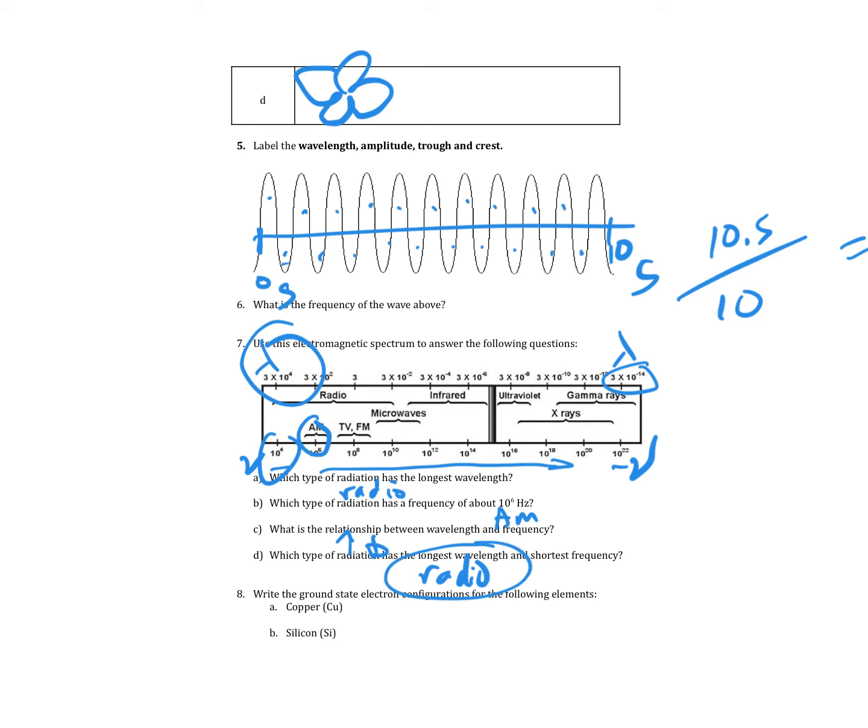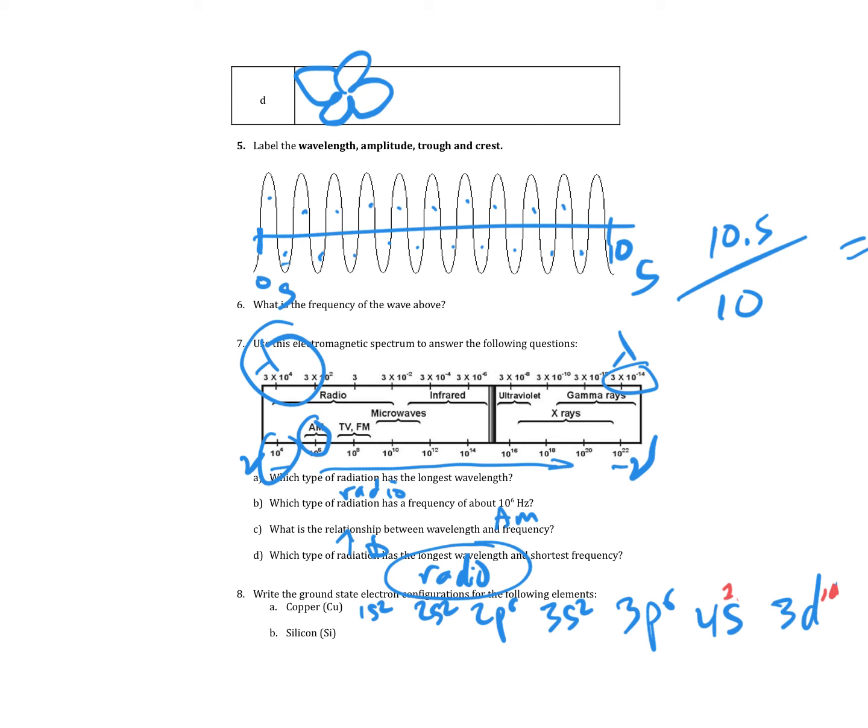Write the configuration for the following elements: copper and silicon. We did this in class many times, but 1s2, 2s2, 2p6. I'm doing this from my head. I don't have a periodic table, so I apologize. 3s2, 3p6, 4s2, 3d9. But whenever we end with a d9, we change that to a 10 and take 1 from the s, because you don't get a free electron found anywhere. So it becomes 4s1, 3d10.